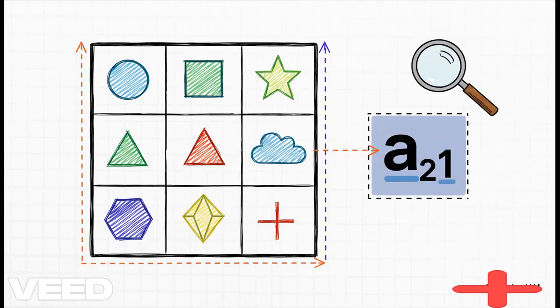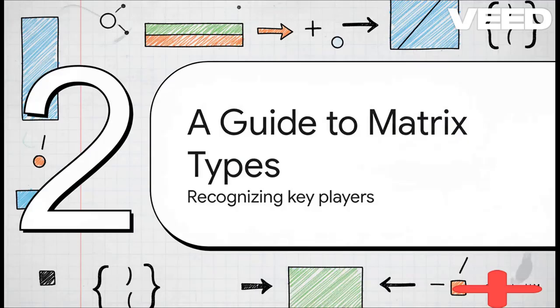And here's something really cool. Every single number inside that matrix has its own unique address. We write it as A with a little ij next to it. The i tells you what row it's in, and the j tells you the column. So if you see A21, that just means you go to the second row, first column. Simple.